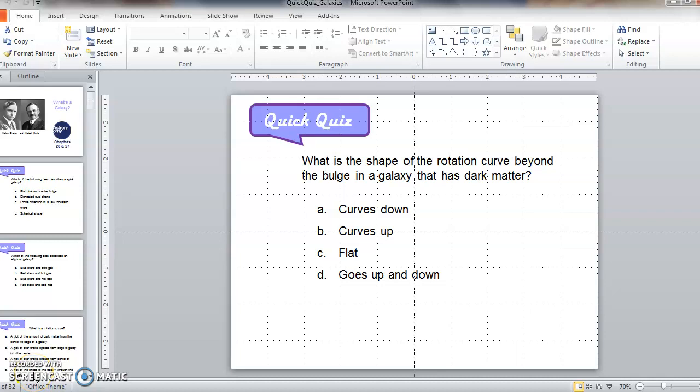Welcome. Let's start with our quick quiz review from last time. Last time was dark matter. So here's your quick quiz question. Be sure to write down that answer so you can take the clicker quiz at the end.